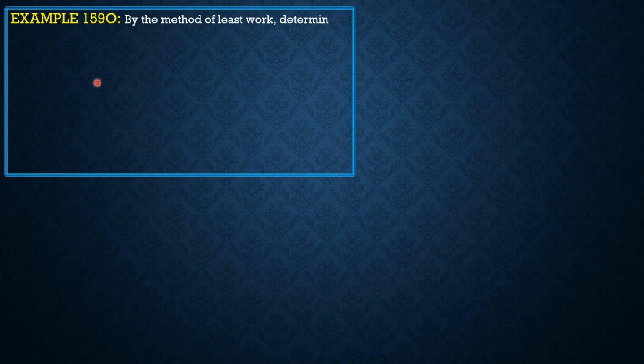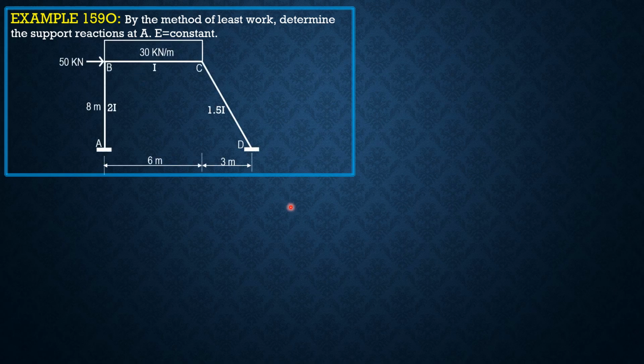By the method of least work, determine the support reactions at A. E is constant. So here we go. Let's select the redundant forces at A to be our redundant forces. This is indeterminate to the third degree. So let's have the sectioning first.